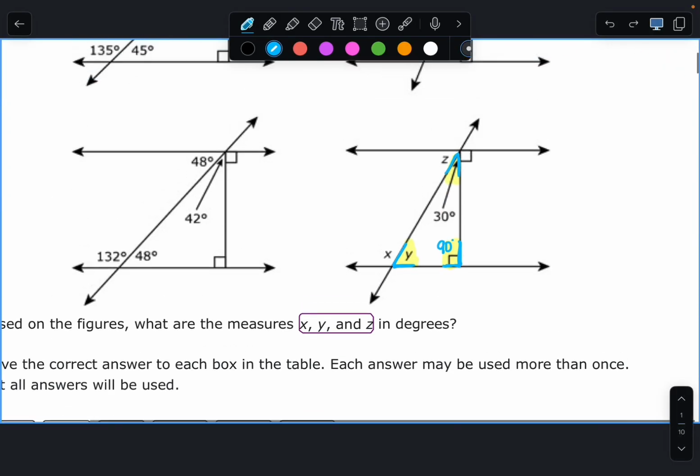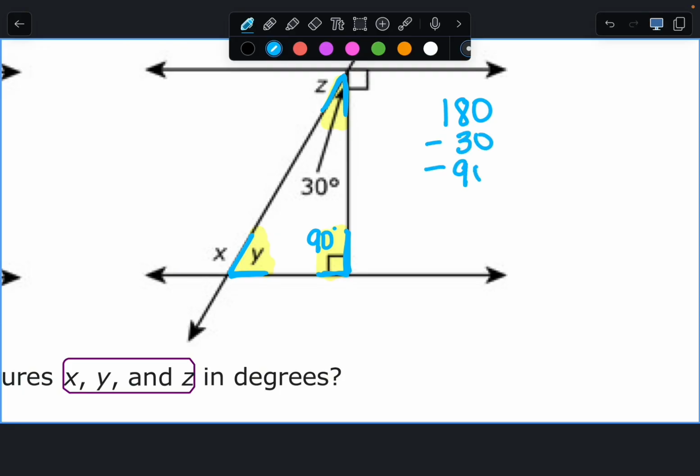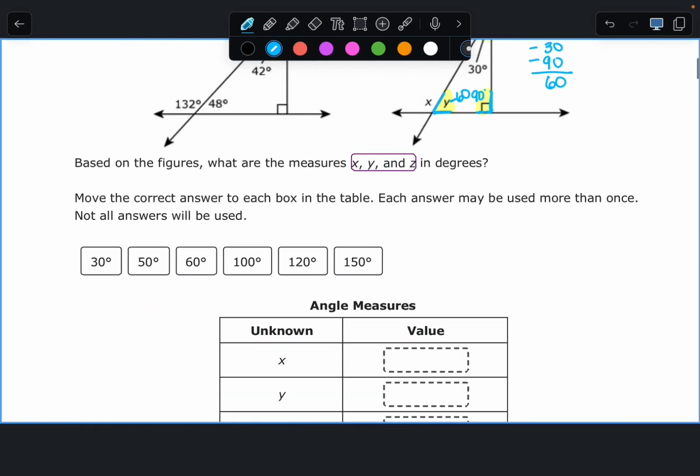180 minus the ones we know. So we know 180 when I add all three up together. So minus the 30 that I know, minus the 90 that I know, gives me the missing one, which is 60. So Y is 60.